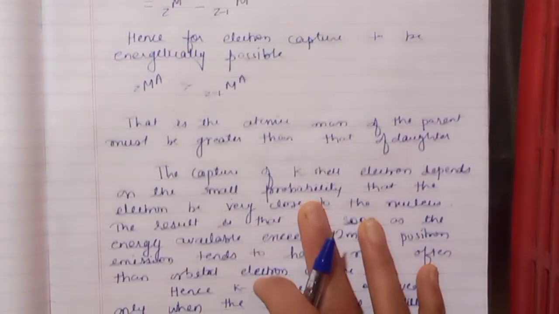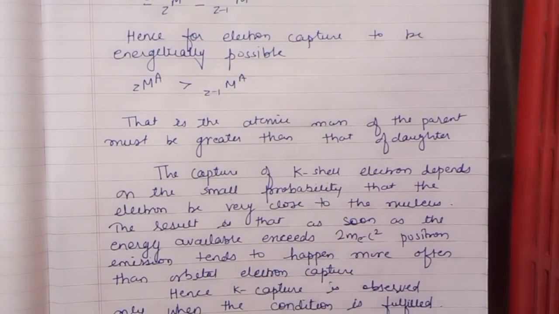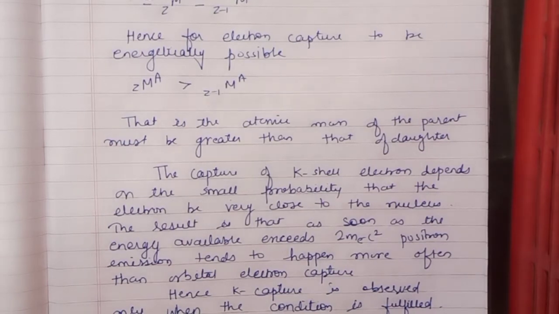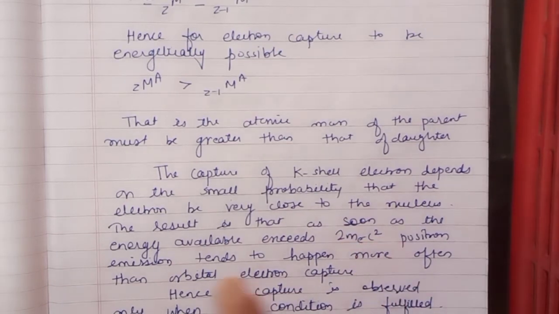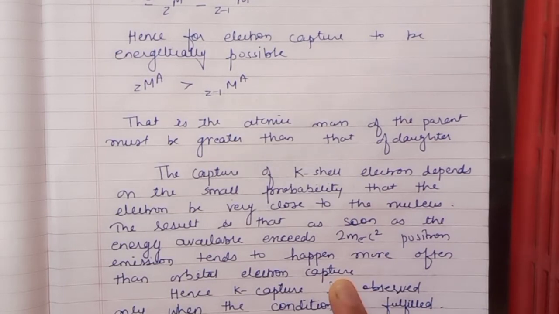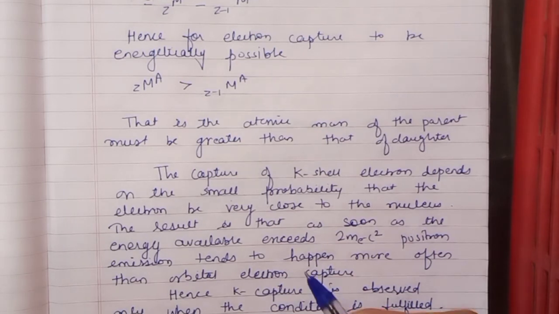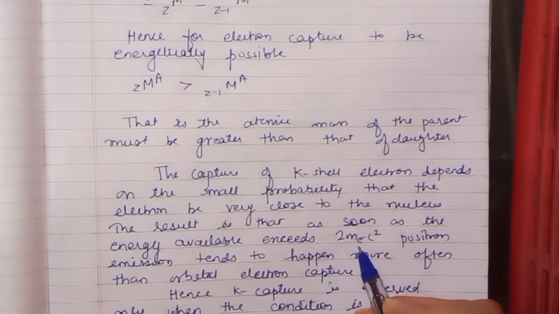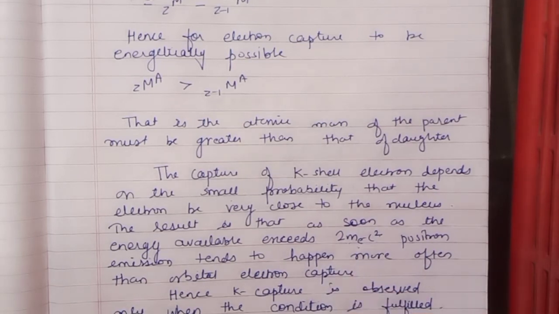Now the capture of a K shell electron depends on the very small probability that the electron be very close to the nucleus. The result is that as soon as the energy available exceeds 2 times the mass of electron into c square, positron emission tends to happen more often than orbital electron capture. So, for electron capture to happen, the K shell electron should be very close, and the available energy should not exceed 2 times me c square, because we know that for positron emission, the energy should be greater than 2 times the mass of electron. So if it is more, then positron emission happens instead of K shell electron capture.